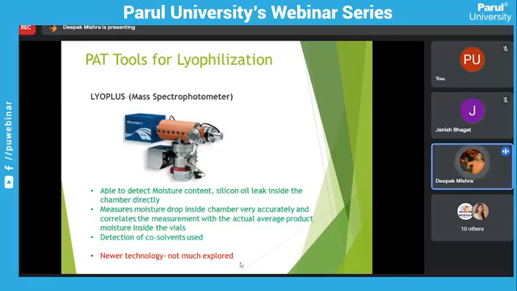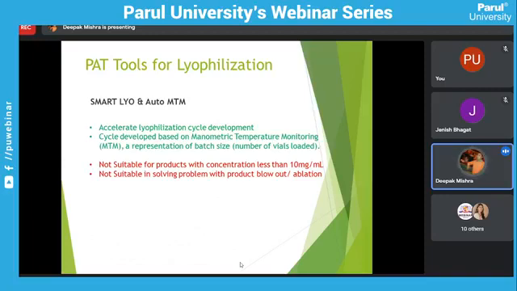But the drawback is it is a newer technology, not much explored. So the limitation for the lyophilization cycle is that very few companies are using this technology. This is the PAT tools. Basically, there are 4 or 5 major PAT tools in the lyophilization process. One more important PAT tool is Smart Lyo and AutoMTM.